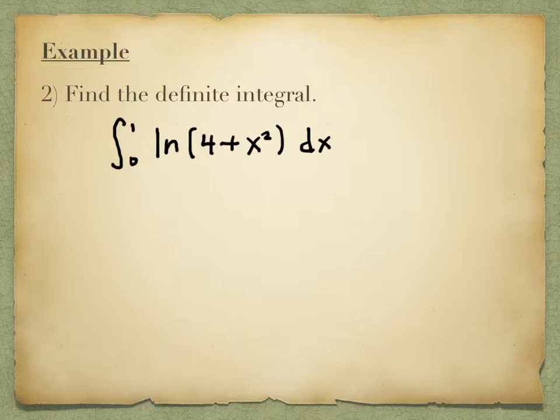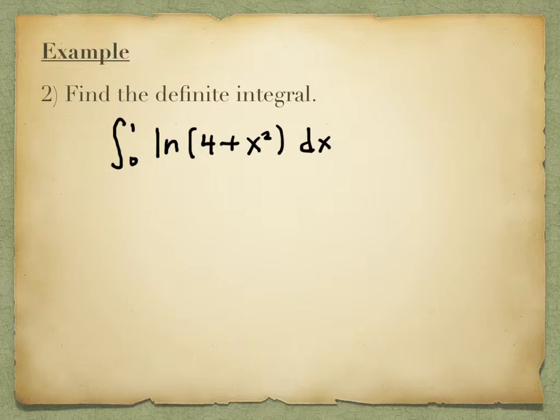Now, this particular one, though, is one that doesn't look like a product, does it? It doesn't really look like we have something with x in it times something else with x in it. But it is integration by parts, and the reason it's integration by parts is because you've got a natural log. And you don't have any way of taking a form of a natural log and taking its antiderivative yet. Okay? So integration by parts is going to be necessary.